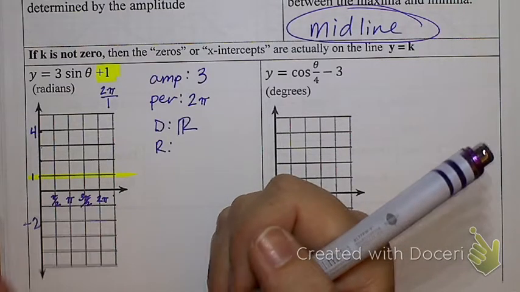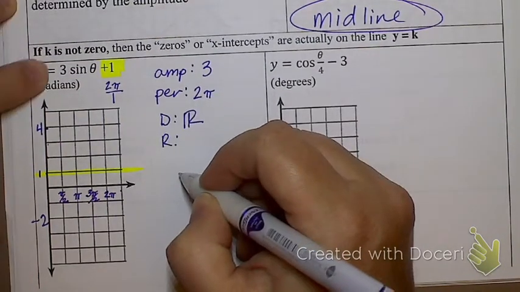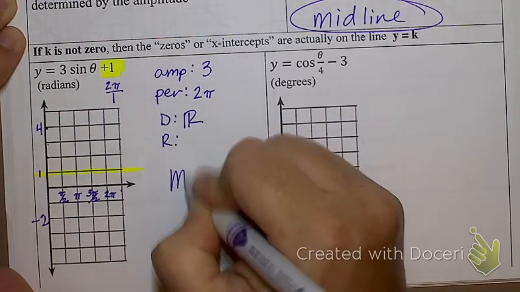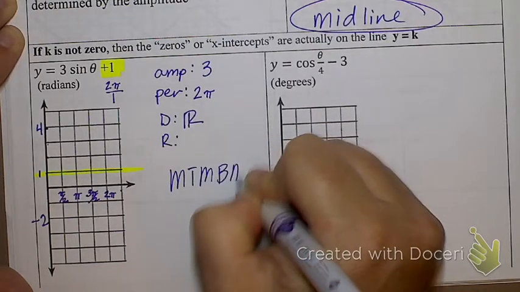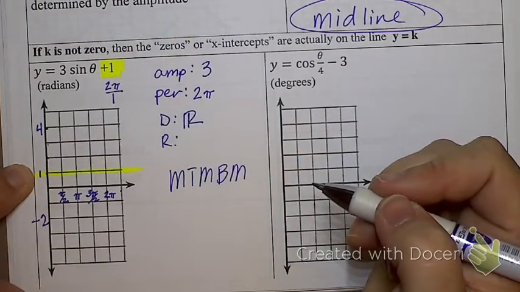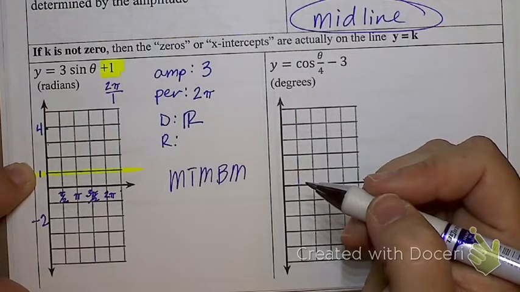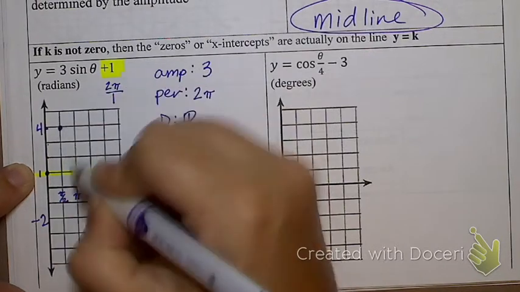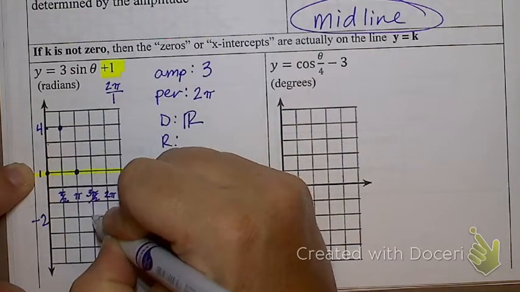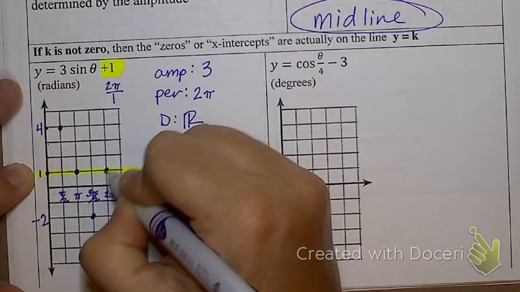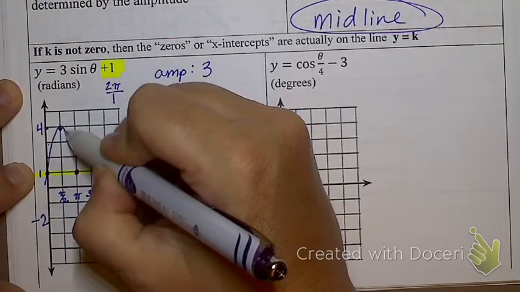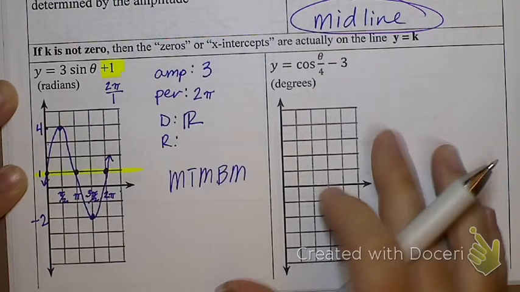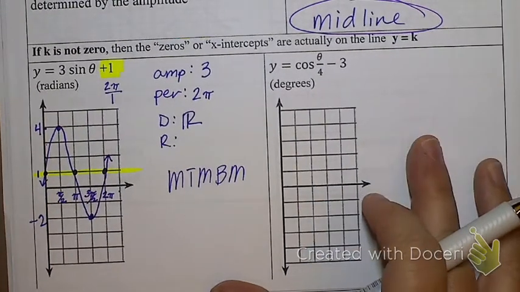Okay? Now, this is a sine graph. So is it Teenage Mutant Ninja Turtles or the other one? The other one. Middle, top, middle, bottom, middle. Now, middle is no longer on the x-axis. Middle is at the midline. So middle, top, middle, bottom, middle. And again, go a little bit through your endpoints. And that's what my graph looks like.